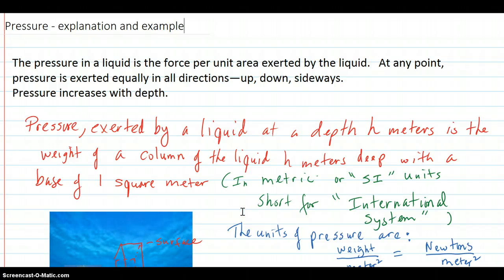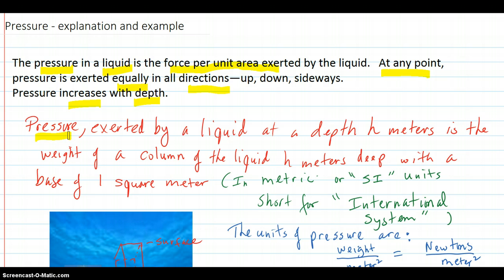Here's the explanation of pressure. The pressure in a liquid is the force per unit area exerted by the liquid. And at any point, the pressure is exerted equally in all directions. Also, pressure increases with depth. So here's a way of looking at it.